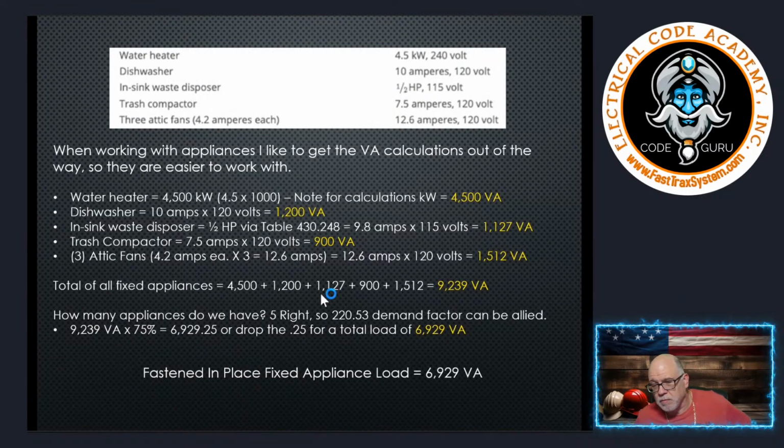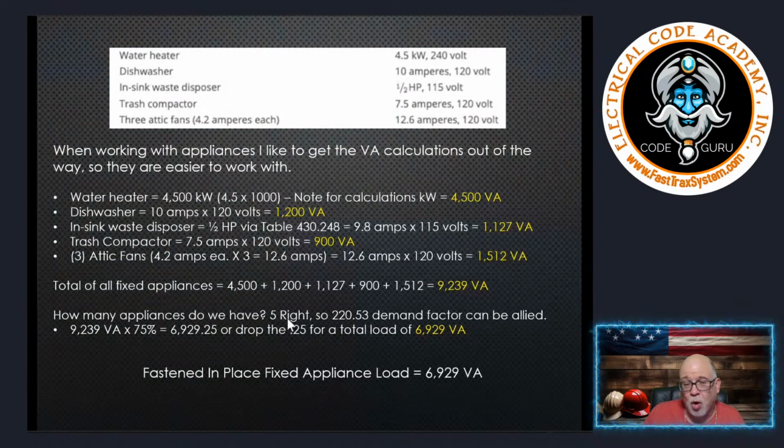Now, in the real world, if you didn't want to apply the 75% demand, I don't know why you wouldn't, but if you didn't, then you could use that 9,239. That means your service or feeder is going to be larger than it needs to be, but you can do that if you want. On an exam, you are expected to know the best possible answer, and the best possible answer means utilizing the allowance for the 75%. Why? Because how many appliances do we have? We have 5, right?